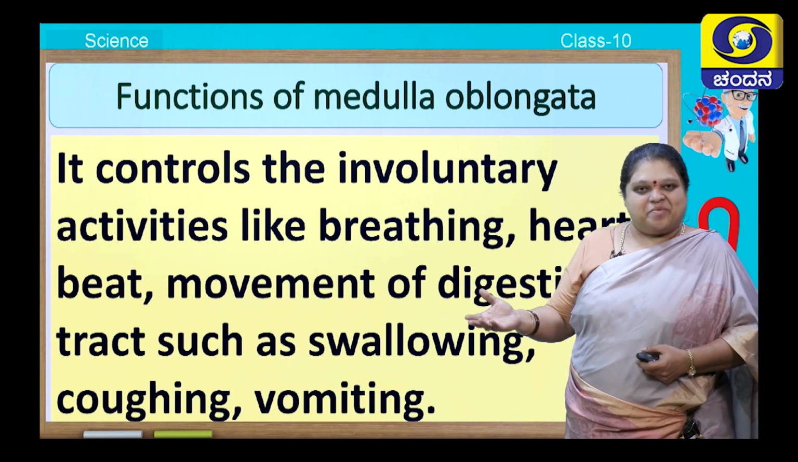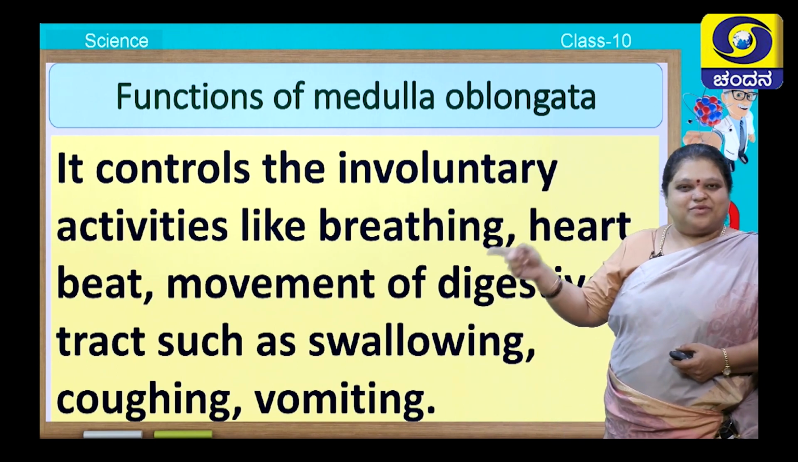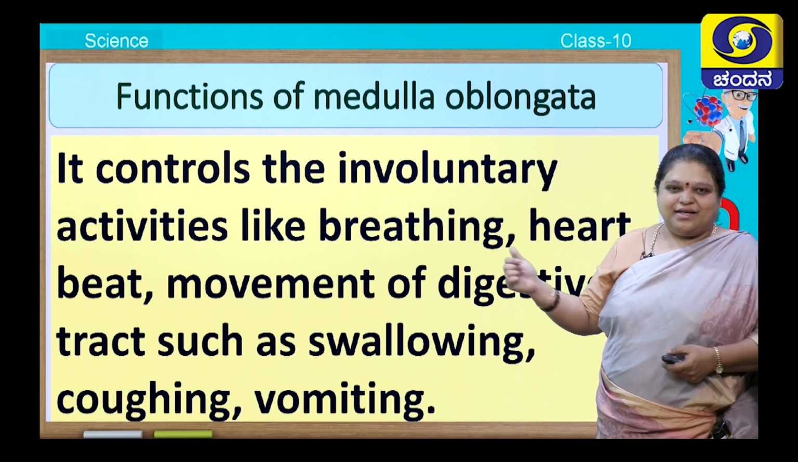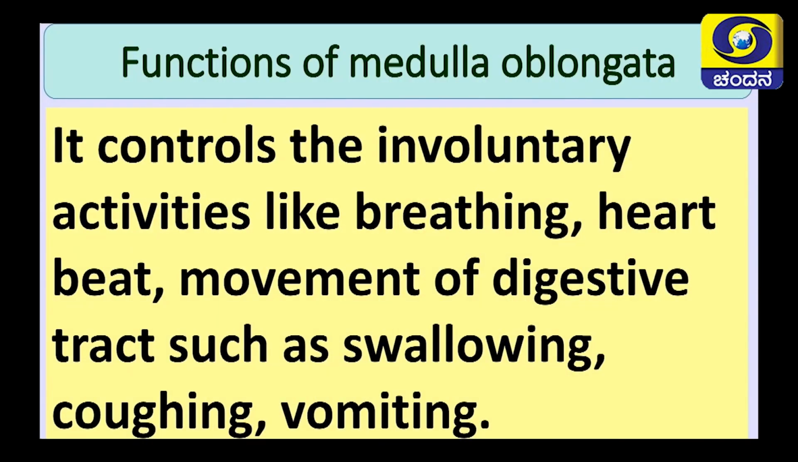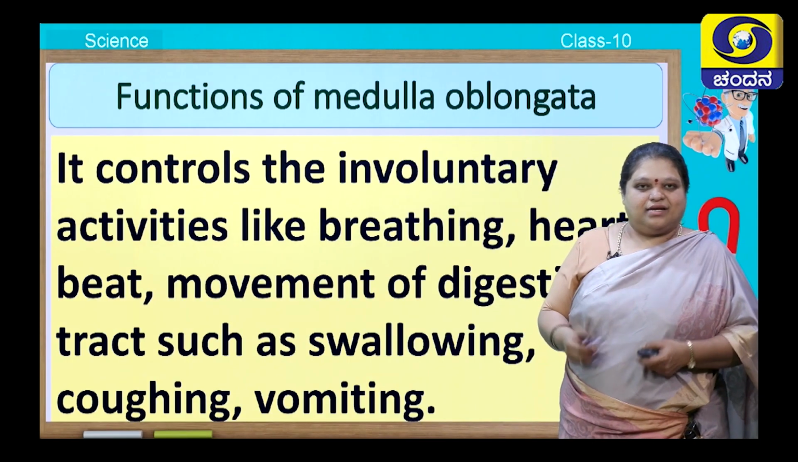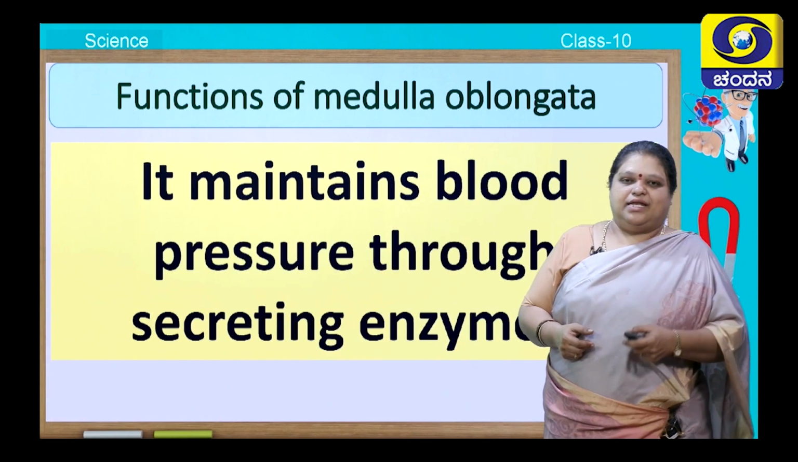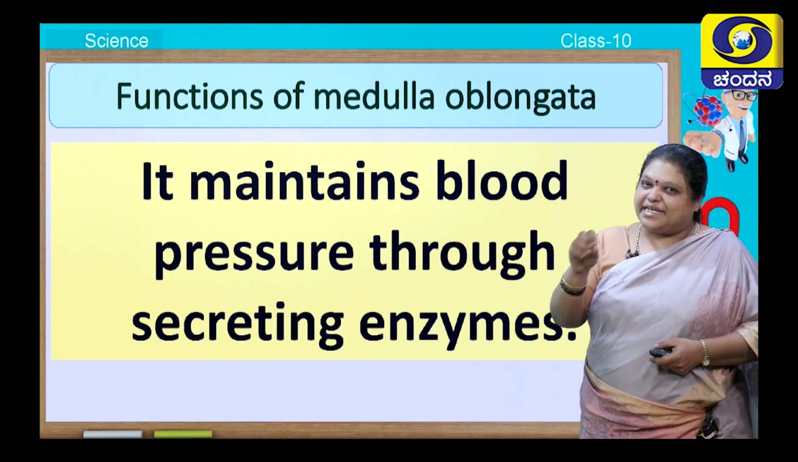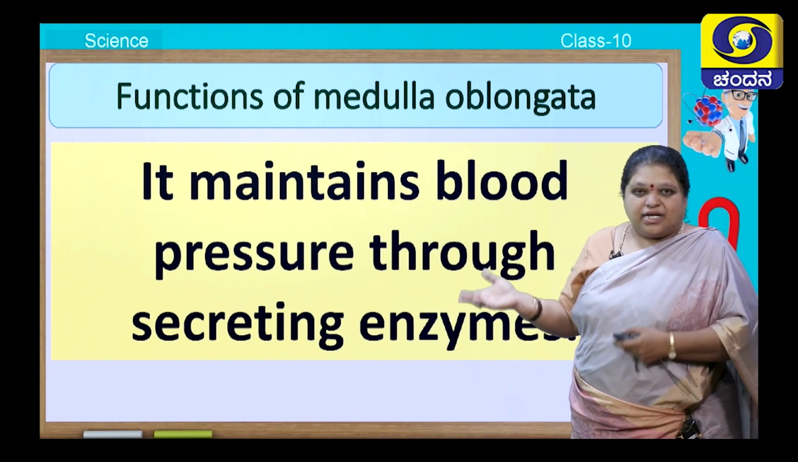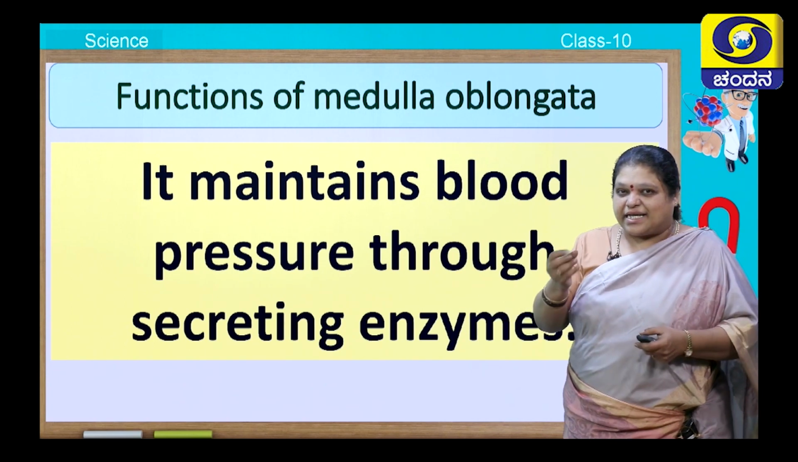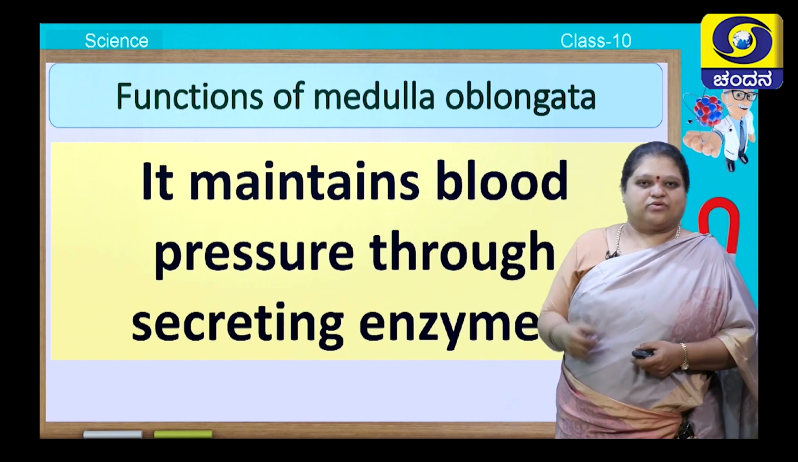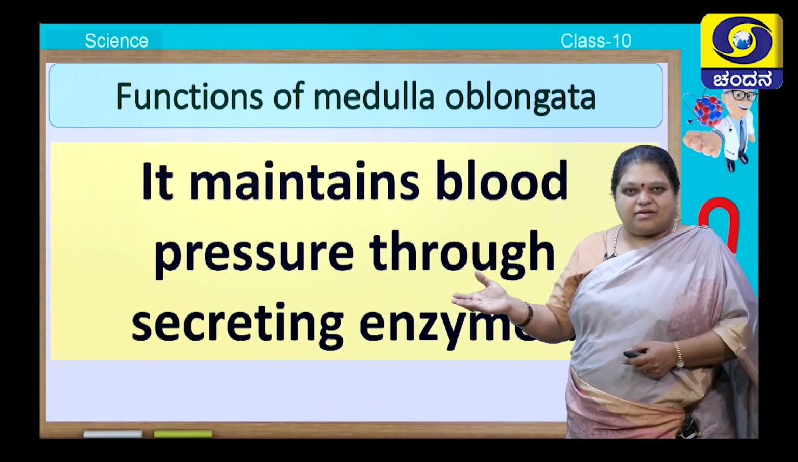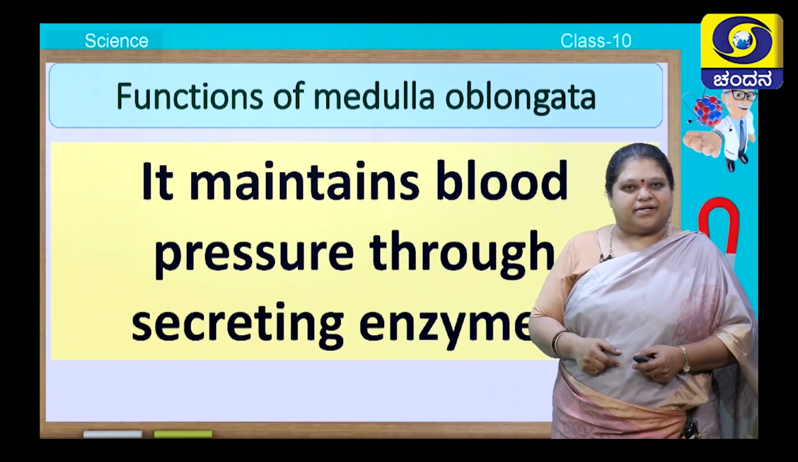So kindly memorize like that. It controls involuntary activities like breathing, heartbeat, and movement of the digestive tract such as swallowing, vomiting, etc. I hope you understood that, including coughing. Next, it maintains blood pressure through secreting enzymes. I told you that in the digestive canal it is secreting the enzymes. Please make note of it. So these are the functions of the medulla oblongata.